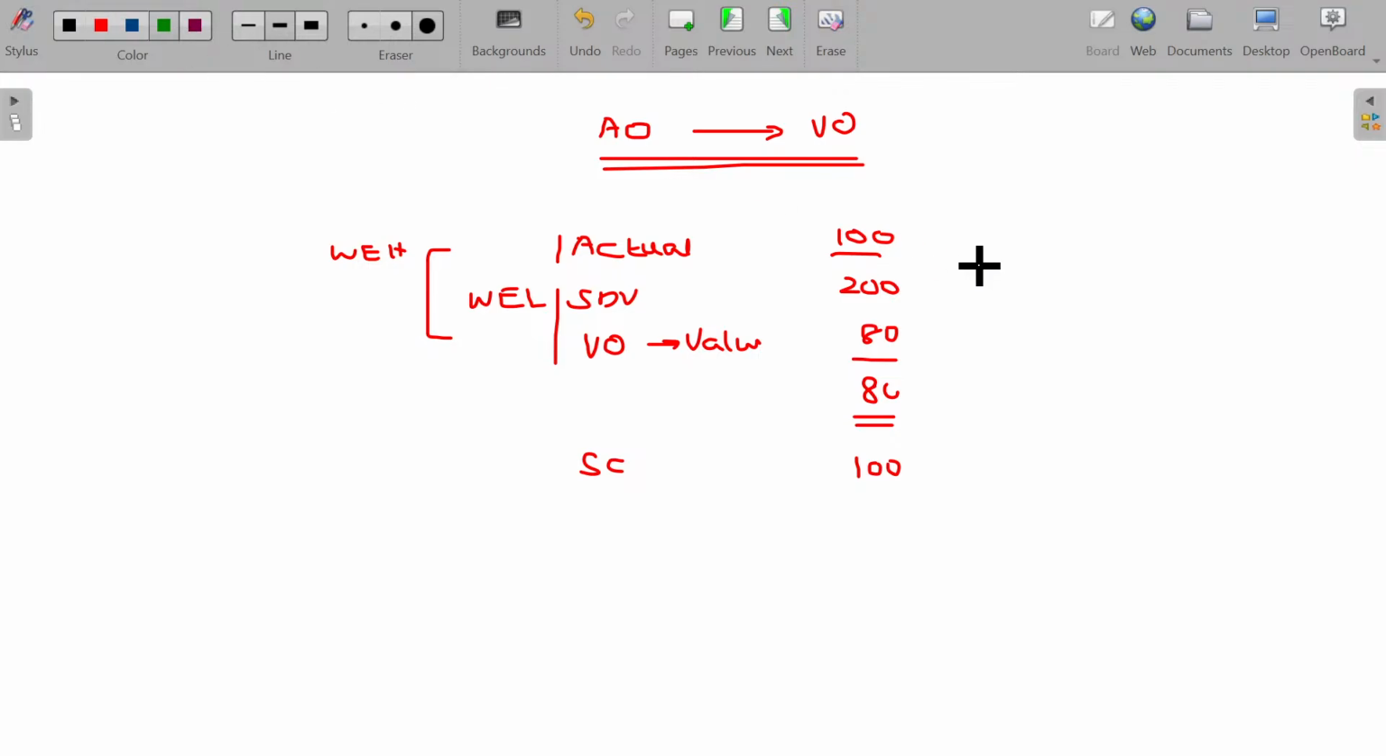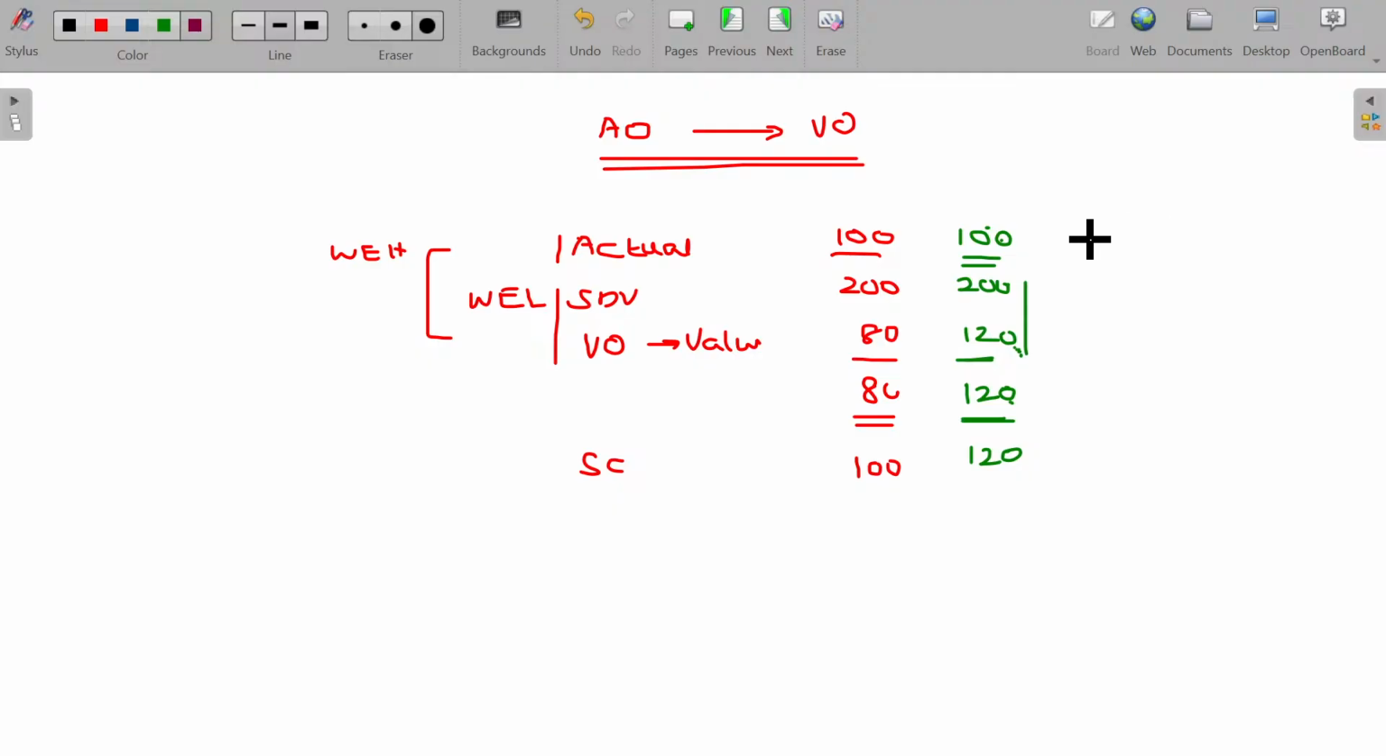Suppose actual being 100, stamp duty value 200, and the valuation officer reports it is 120. So the valuation officer gives a report, and the stamp duty value should be cross verified with it. The stamp duty value should not be more than this one, so it is restricted to 120. Between stamp duty value and valuation officer's value, whichever is lower will be taken, which is 120. Now you compare 100 and 120, whichever is higher will be taken. So 120 will be your sale consideration.